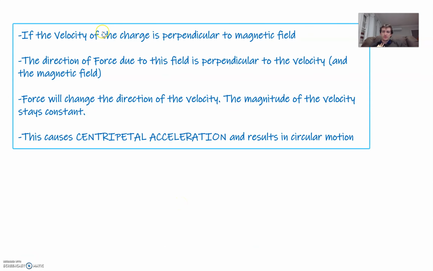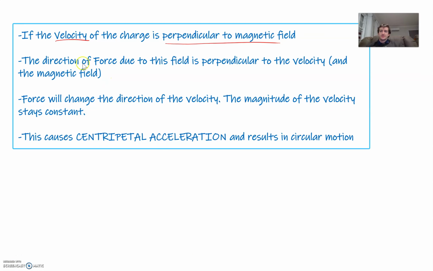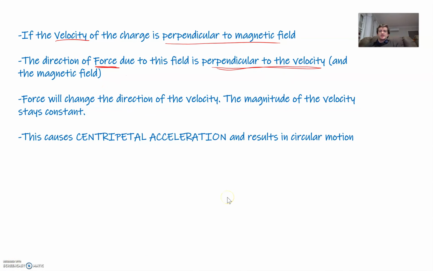So altogether we can explain why these charged particles move in a circle. To get them to move in a circle, we need the velocity of the charge to be perpendicular to the magnetic field. If this is the case, then by using the right hand palm rule, we can see that the direction of the force is going to be perpendicular to the velocity. If the force is perpendicular to the velocity, that means it's going to change the direction of the velocity, but the magnitude of the velocity is going to be constant, and that will cause the centripetal acceleration of the object and make it go around in a circle. And that's why charged particles move in circular paths when they're moving at right angles to a magnetic field.